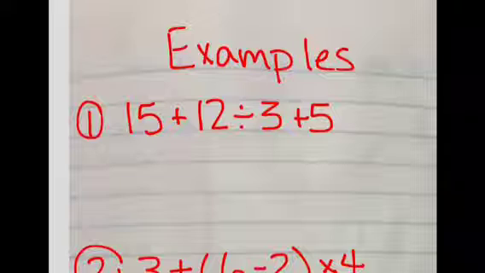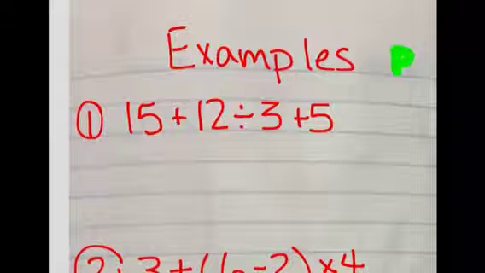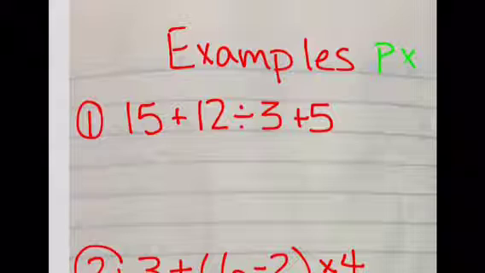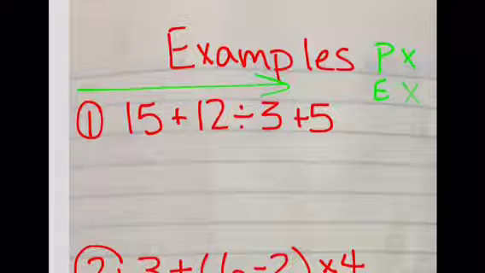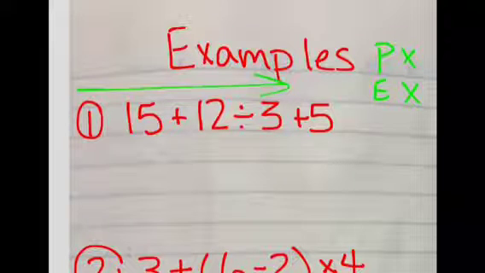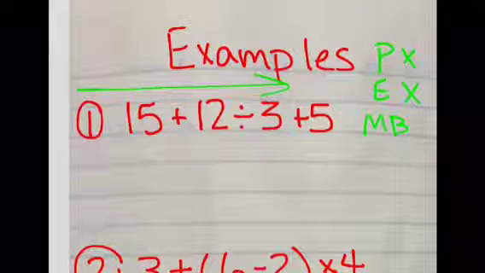All right, let's look at number 1. Okay, so we start with our P. Do we have any parentheses? No parentheses. Okay, then we look for E, exponents. Go from left to right. Okay, no exponents. Next we have our M and our D, our multiply and our divide.